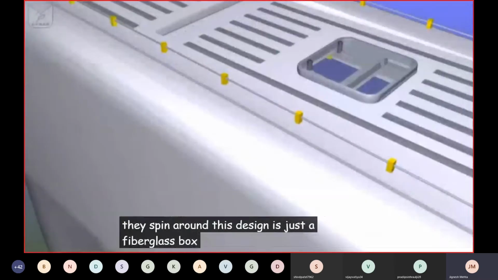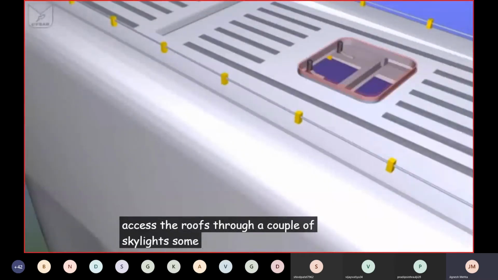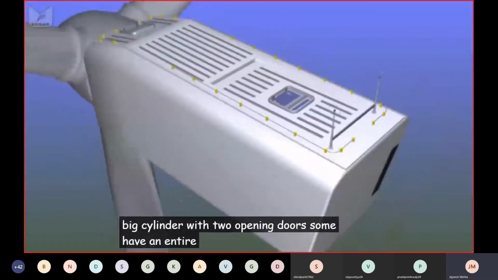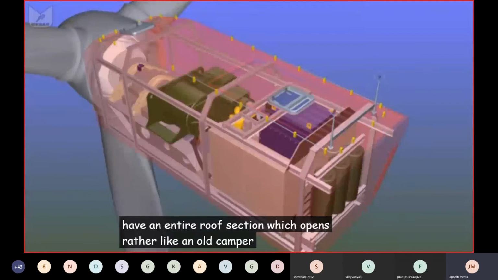This design is just a fiberglass box with a flat roof. We access the roof through a couple of skylights. Some designs are like before, big cylinder with 2 opening doors. Some have an entire roof section which opens, rather like an old camper van.